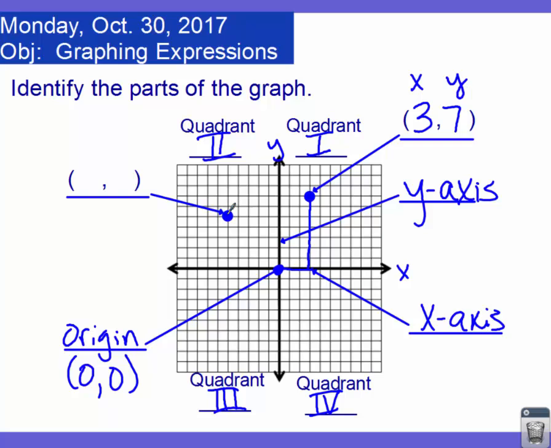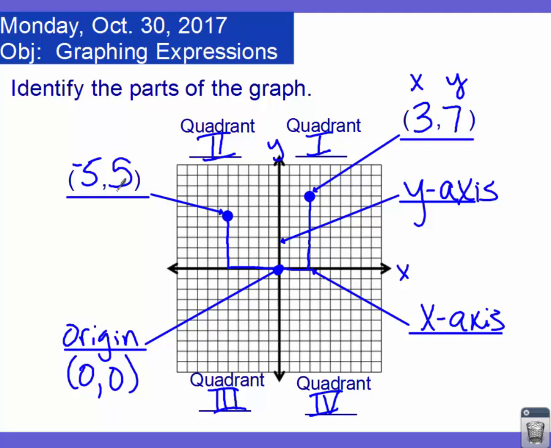So if we do this coordinate right here, we're going to go 1, 2, 3, 4, 5, but we're going left. That means it's going to be a negative value. If it goes down, it's also going to be negative, but this one goes up, so it's 1, 2, 3, 4, 5. So we have the coordinate negative 5, 5.